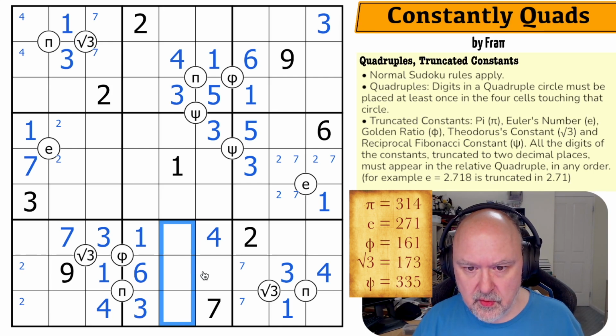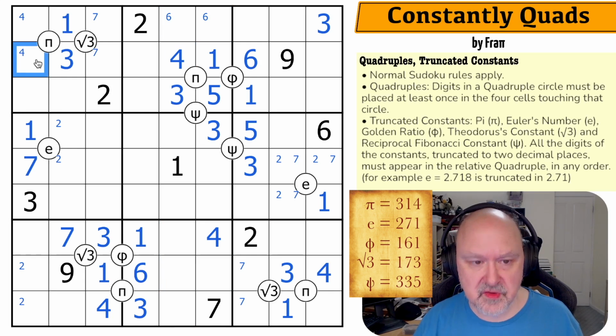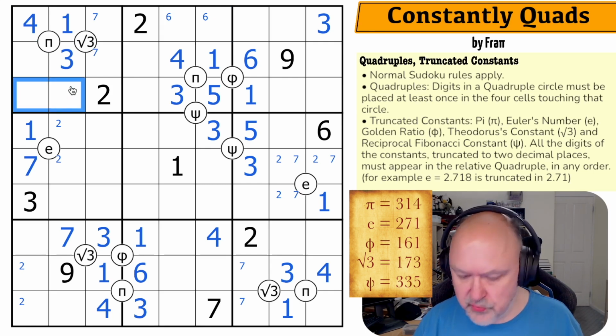1, 3, 4. 2 is in one of those. I need to put 6 in one of those two. This 4 is looking across saying that's not the 4, that's the 4. 6 is in one of those two, so 6 is in one of these two.